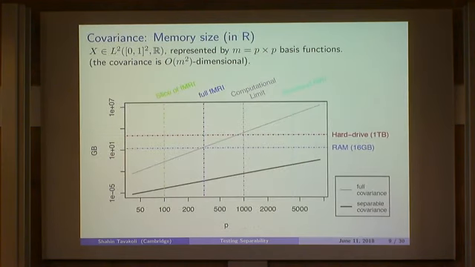So before we were here, and when you assume separability, then you're on this line here. Suddenly, even looking at data that is structural MRI, you can compute and store the covariance in memory if you're assuming separability.